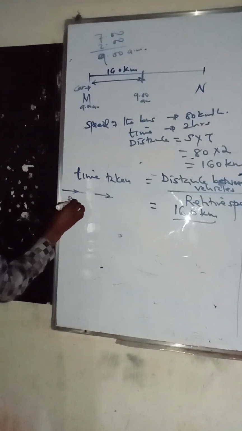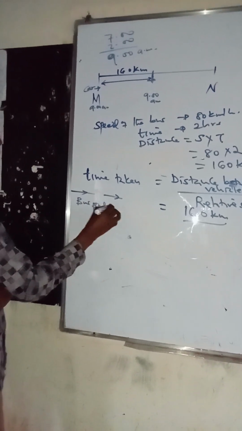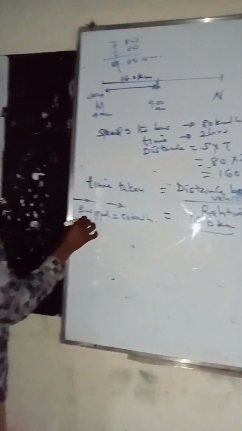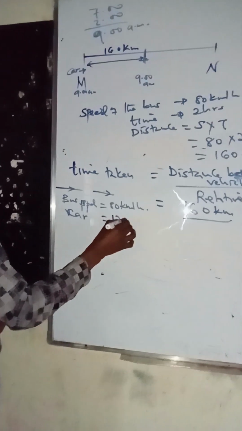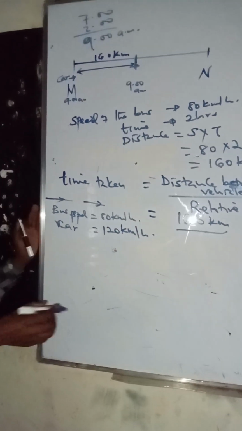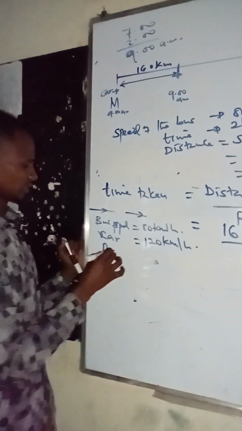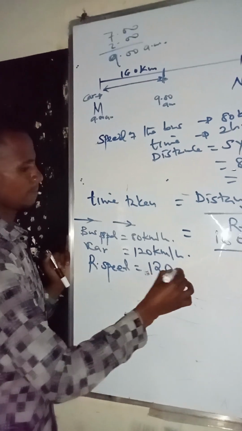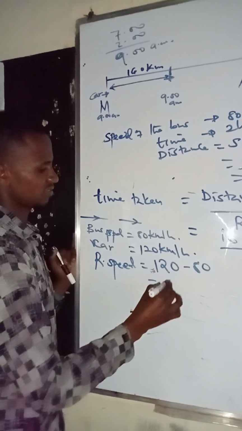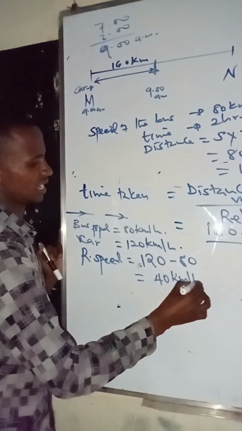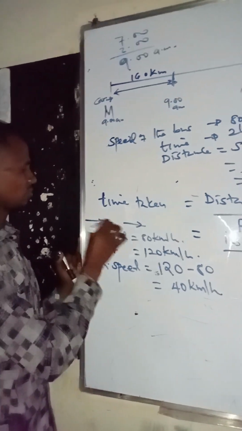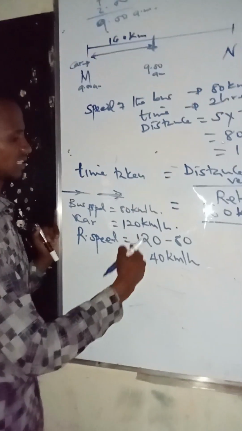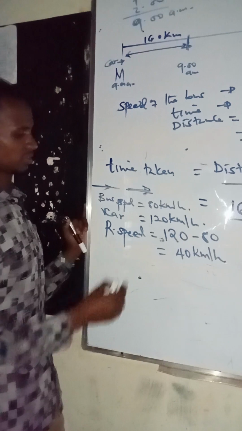So the speed of the bus is 80 kilometers per hour, and the speed of the car is 120 kilometers per hour. Therefore, the relative speed will be equal to 120 minus 80, which will give us 40 kilometers per hour. Because the bodies are moving in the same direction, one is running, that's why we get the relative speed by subtracting. That is one thing that you need to remember.